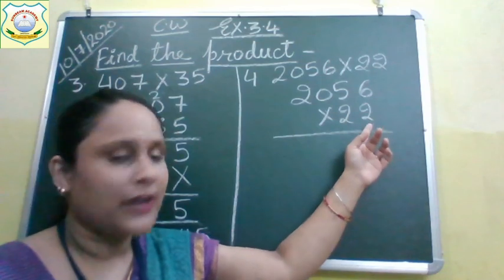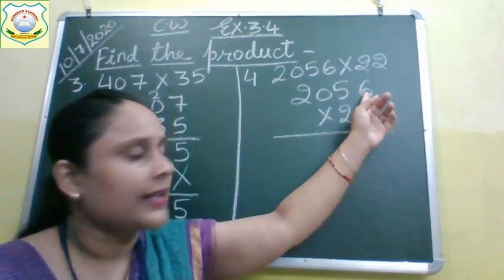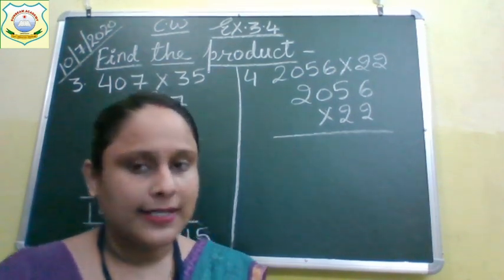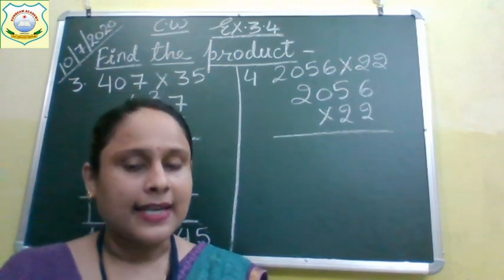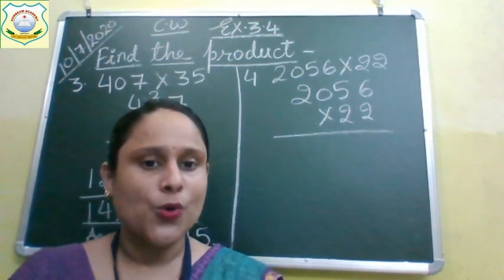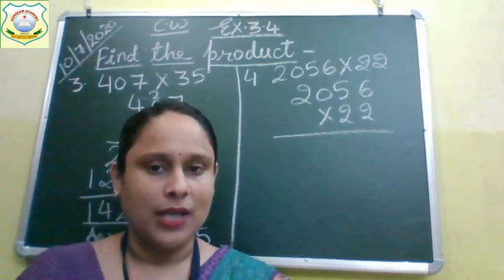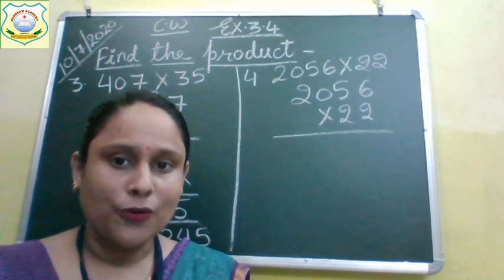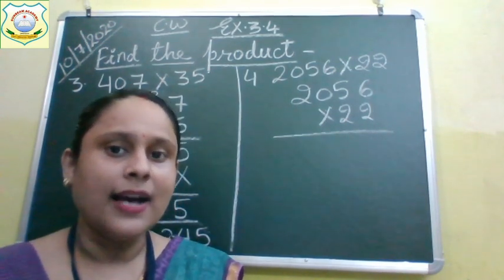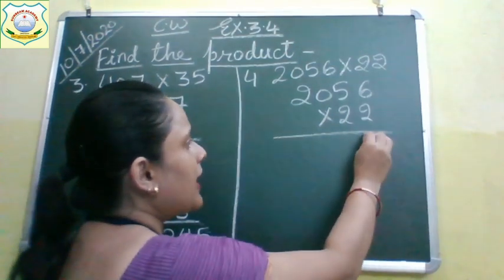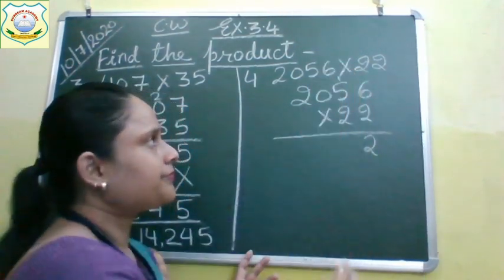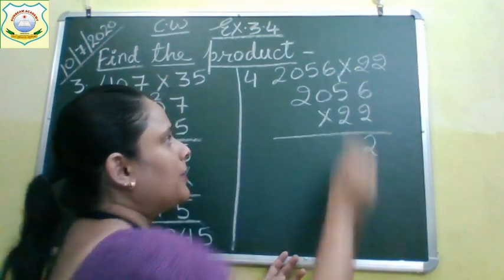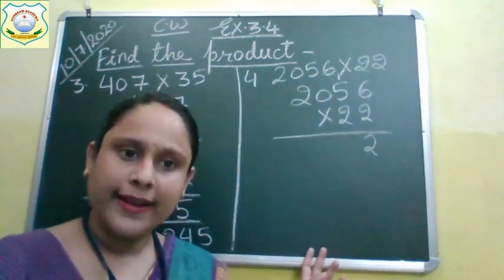First, what will we do? We will multiply the first number by the number written in the ones place. Our first number is 2, so multiply 2 with 6. Say the table after me: 2 ones are 2, 2 twos are 4, 2 threes are 6, 2 fours are 8, 2 fives are 10, 2 sixes are 12. So write down 2 and take 1 as carry, because the first digit goes for carry.